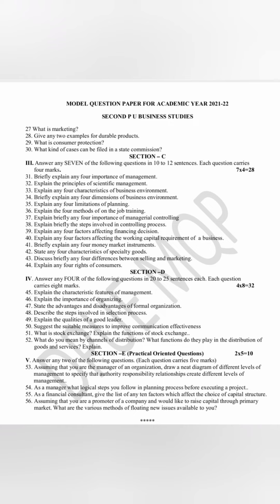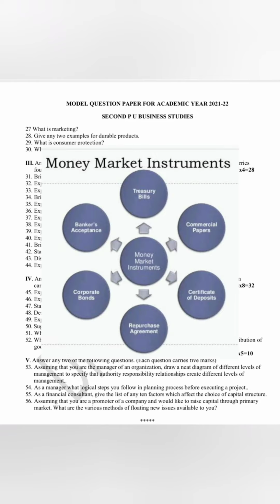Now, explain any four money market instruments. So the money market instruments are treasury bill, commercial paper, certificate of deposit, repo, which is repurchase agreement, corporate bonds, and bankers acceptance. So these all are the money market instruments where we can get funds in an easy manner.